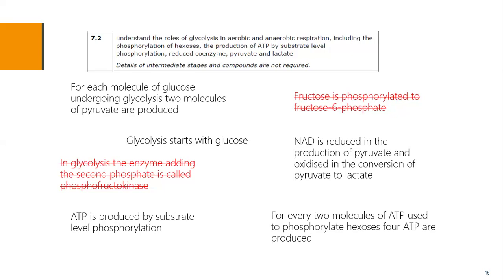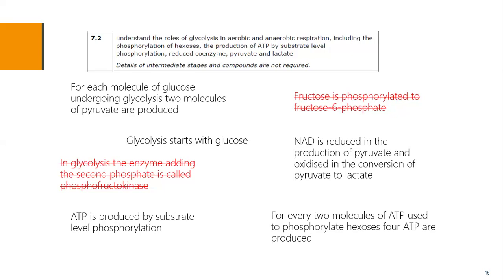As suggested by many of you, you would expect to teach NAD is reduced in the production of pyruvate and oxidized in the conversion of pyruvate to lactate. And use the correct biological terms. Reduced and oxidized are quite important terms. You'd expect to teach that ATP is produced by substrate level phosphorylation, and that for every 2 molecules of ATP used to phosphorylate hexoses, 4 ATP are produced.